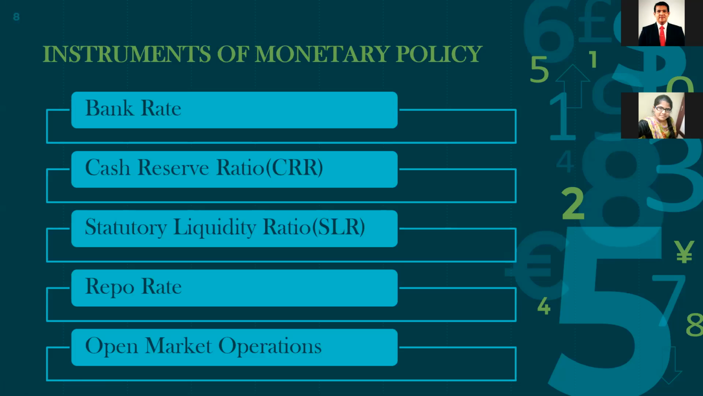Then repo rate and reverse repo rate. The repo rate is the rate at which the RBI lends to the commercial banks against government securities, and the reverse repo rate is the rate at which the RBI borrows money from the commercial banks.